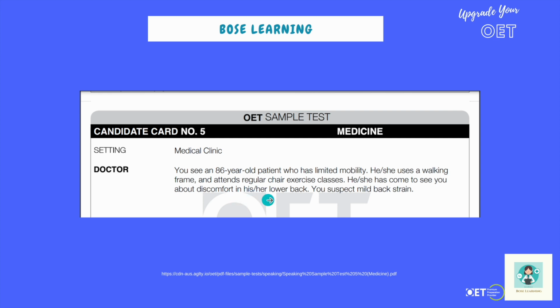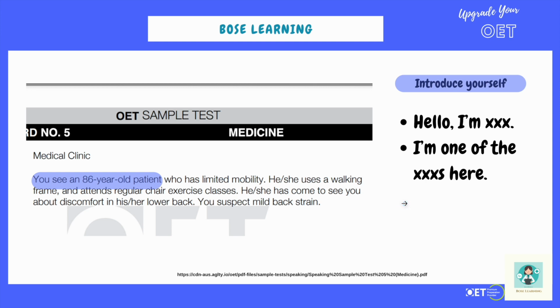So it's a bit of a mouthful to read, but don't be put off by his, her. It really just depends on the gender of the interlocutor in question. They give you your suspicions as well: mild back strain. This is your kind of diagnosis, which you come to during the task itself. So this is just background information at the moment.